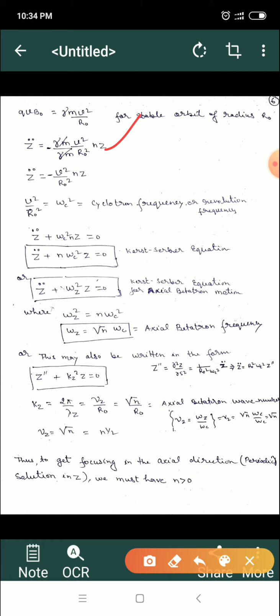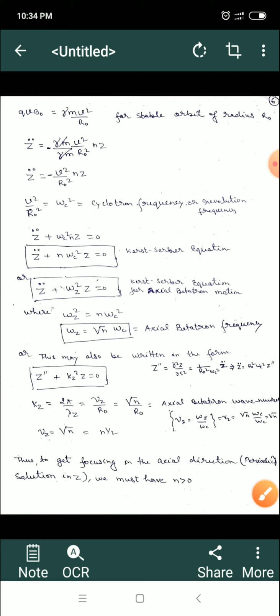And we have already defined the cyclotron frequency, that is v square upon r0 square equal to omega c square. So this third equation of motion becomes z double dot plus omega c square n z is equal to 0. This equation is known as the third Kerst-Serber equation in terms of the time coordinate.